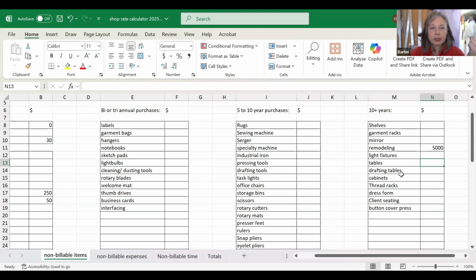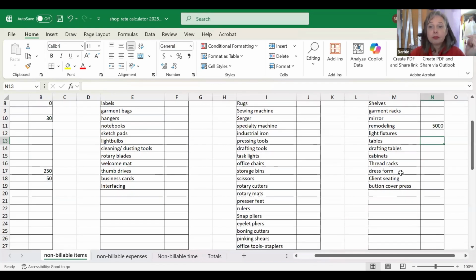Okay. Tables, drafting tables, new cabinets, thread racks. I mean, you think, oh, a thread rack doesn't break, but every once in a while mine fall off the wall, and when they fall, all the little dowels break off. So I've repaired it a few times, but yeah, I can probably use some new ones. So that's in there. Dress forms. Dress forms are expensive. Put those in there.